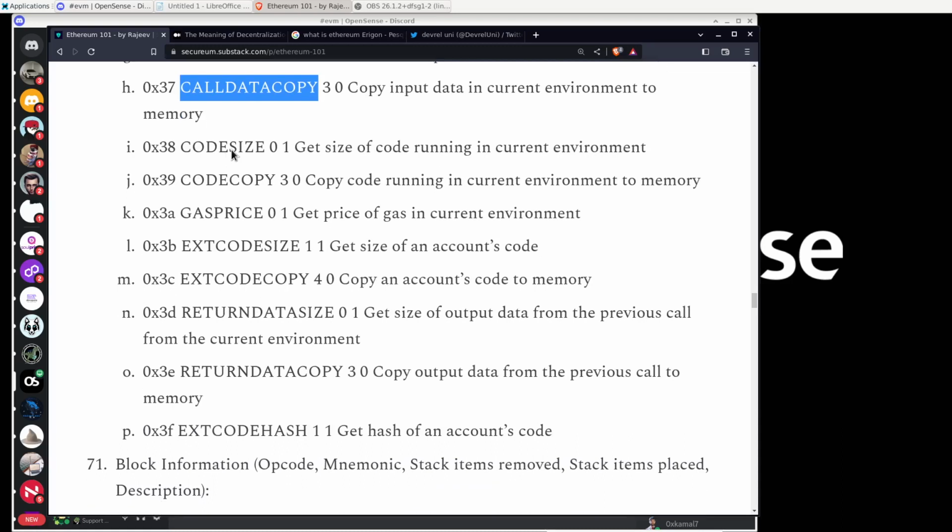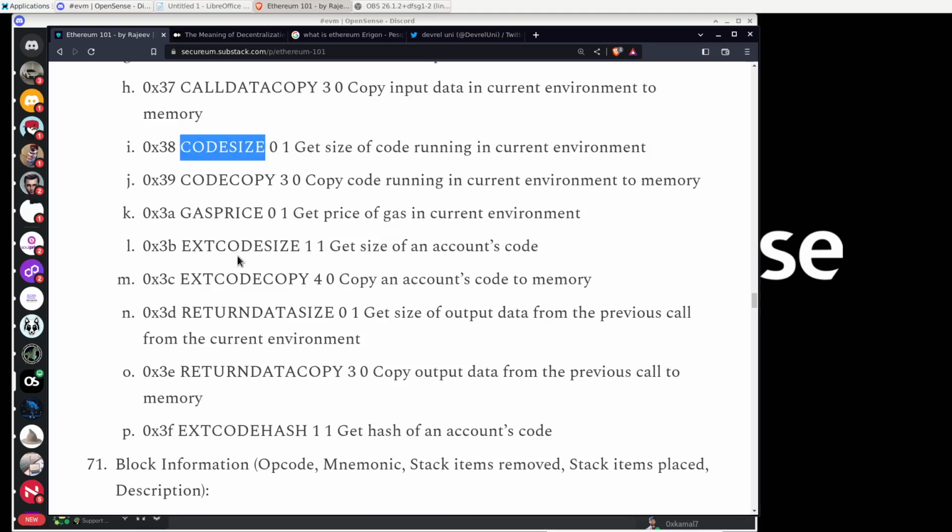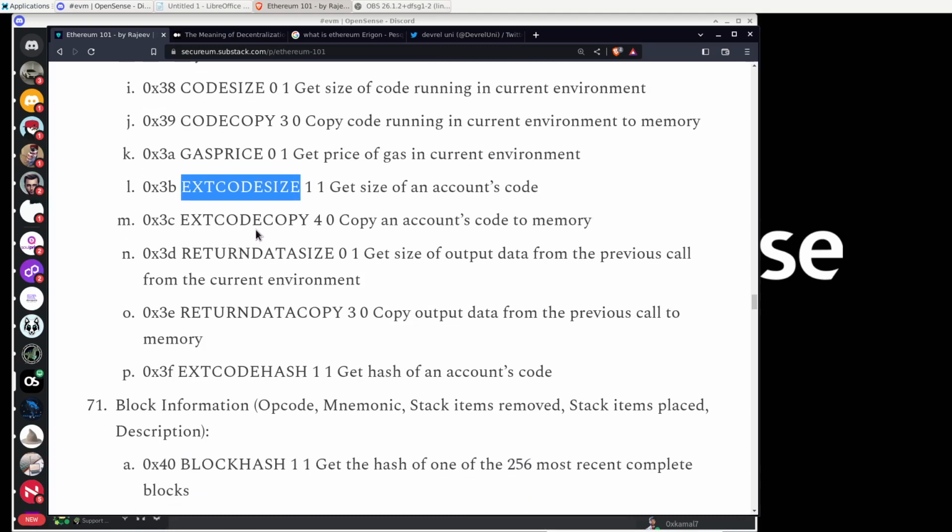0x38, the code size, gets the code size of the current implementation. You can also see these whenever you convert something to an address, you always have the .code thing in there that you can load to see the code of the contract. Code copy, copy code running in an environment to memory. Gas price, what is the gas price of the execution? Is it code size? Get the size of the account's code. Actually, I was mistaken, maybe because I was thinking of that. This is actually this. Is it code copy? Copies an account code to memory.